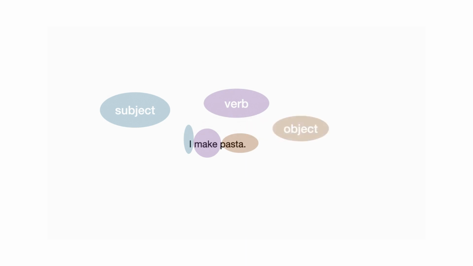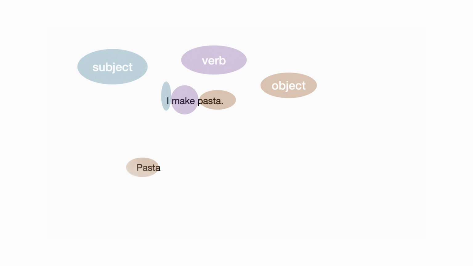We are starting off with a simple sentence in English, I make pasta, where I is the subject, make is the verb in the present tense, and pasta is the object. What do I make? I make pasta.